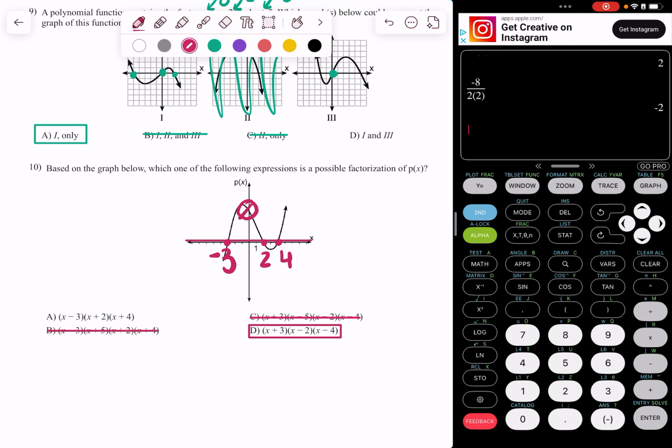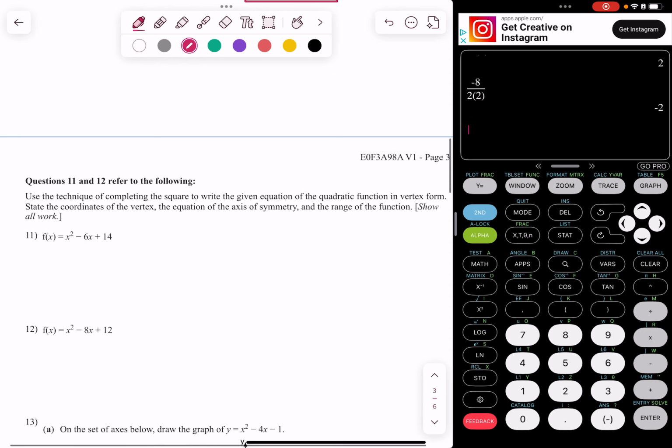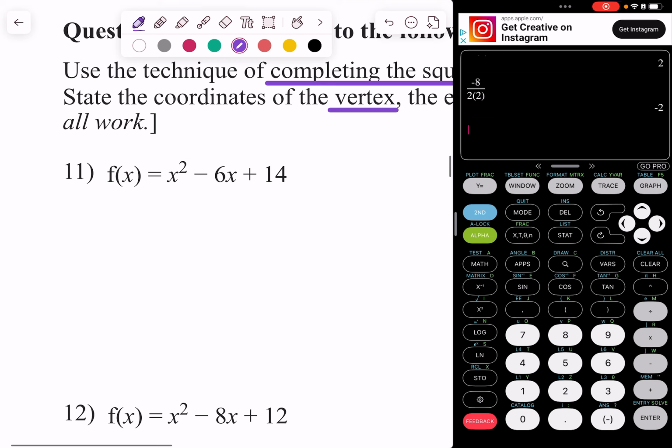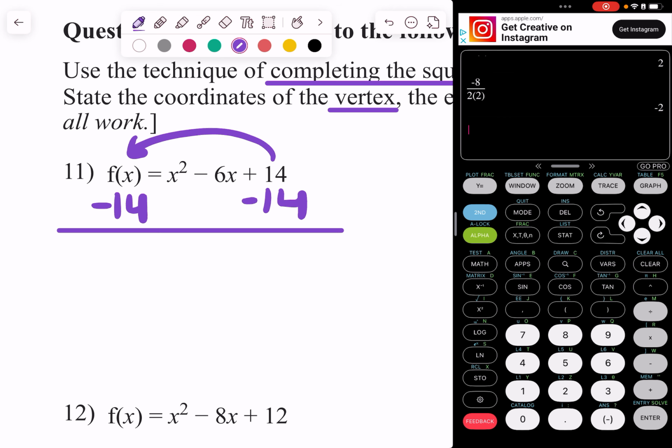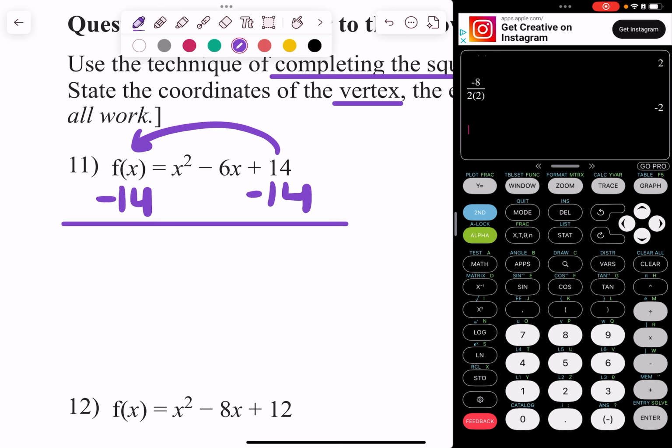All right, let's look at number 11. Use the technique of completing the square. This is what we learned early on in Unit 8. To write it, and then we're going to write down the axis of symmetry, the vertex, and our range. All right, we could do all this, so let's see it. This one, completing the square. We are going to bring this 14 to the other side. You could keep it as f of x, or you can make it y momentarily if you want to. But we always bring our plain number to the other side.